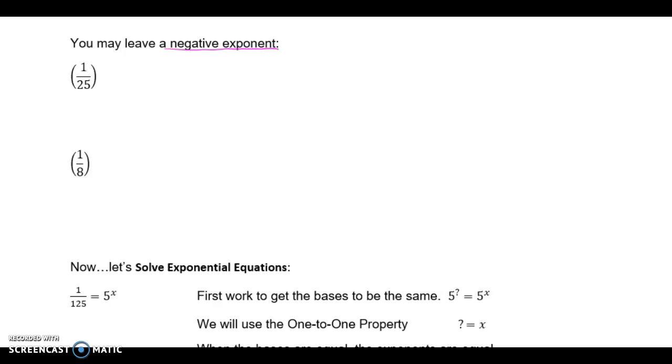A lot of times we don't like to, but this time we're going to. This would be 1 over, we're going to rename it 5 squared, and using a negative exponent, that would be 5 to the negative 2 power. And 1/8 would be 1 over 2 to the third. 2 to the third is 8. And we could rewrite it with our negative exponent. That would be 2 to the negative 3 power. If the power is positive in the bottom, it will be negative in the numerator.